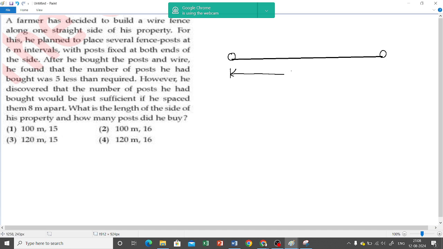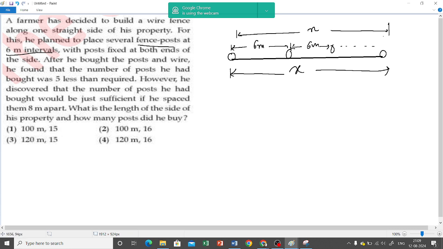The length of this site is x. Right? And what is the interval within which he wants to place the posts? 6 meters. That means one post over here, then after 6 meters another post, then after 6 meters another post. Like this there are n number of posts that he has placed, right? So what is this x distance? This x distance is 6n.